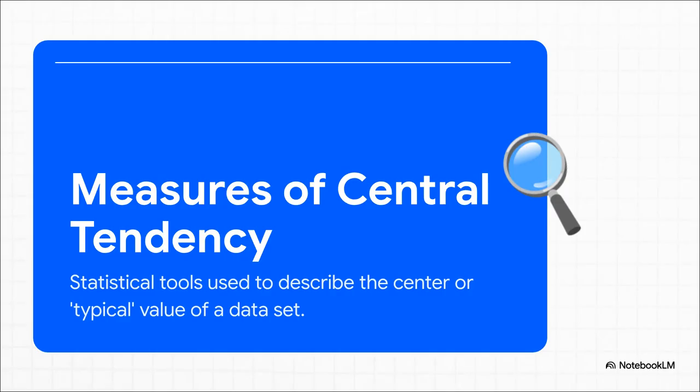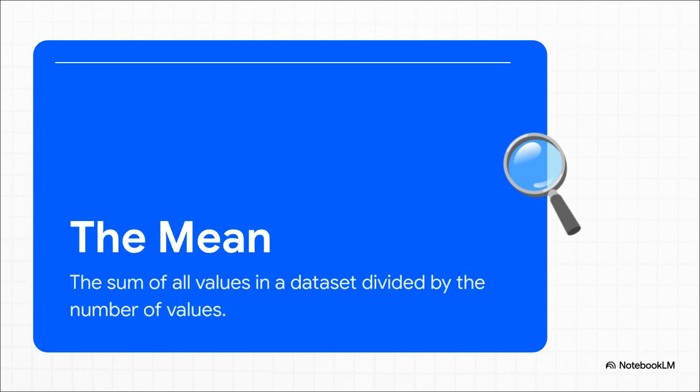Now, the formal, kind of nerdy term for this is measures of central tendency. But don't let that scare you. It's really just a fancy way of saying we're looking for the average or the typical value. And as it turns out, there are actually a few different ways to find it, and each one has its own unique strengths. The one most of us already know is the mean. You know this one. You just add up all the values.